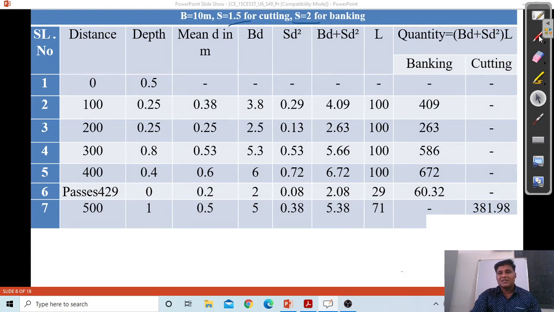So banking: 4.09 into 100 will give me 409, 2.63 into 100 will give me 263, 5.66 into 100 will give me 566, 6.72 into 100 will give me 672, 2.08 into 29 meter will give me 60.32, 71.5.38 will give me 381.19, that is cutting is started.